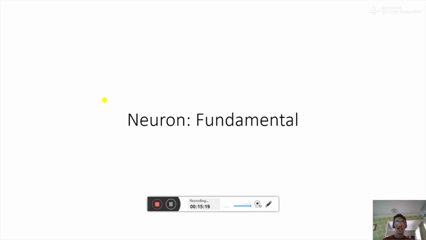Okay, now we look at the neuron fundamental. Before we move further, on AI and modeling, how a computer can do the same, we need to understand the neuron. Once we understand the neuron, we can imitate how the neuron can be modeled into a computer.